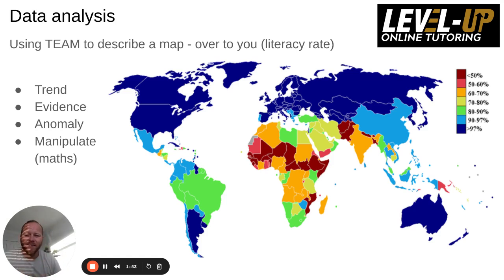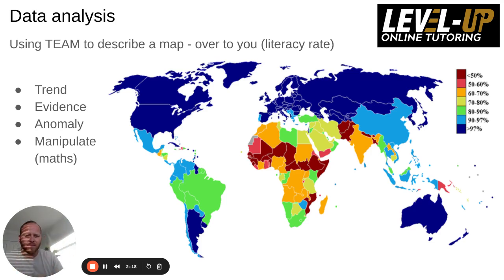Then I need to give an anomaly, which means the odd one out, something that doesn't fit the trend. So going back to the trend of Africa, I might say Africa generally has low literacy rates, but there are some places with higher literacy rates, for example, South Africa. So it goes against that trend.